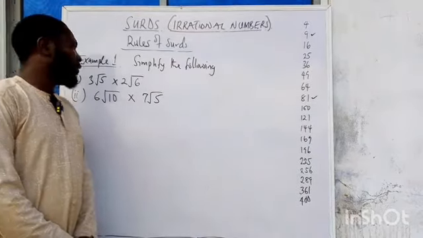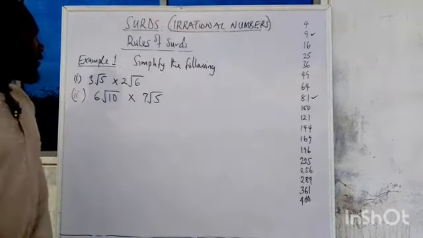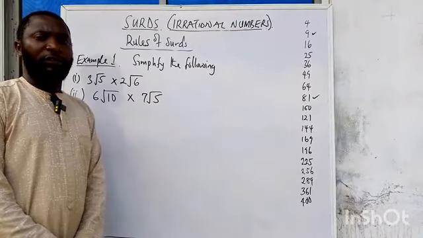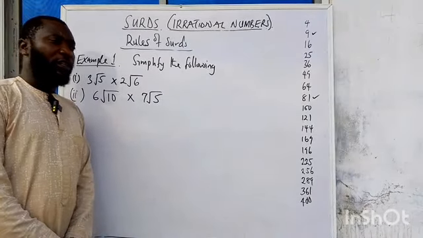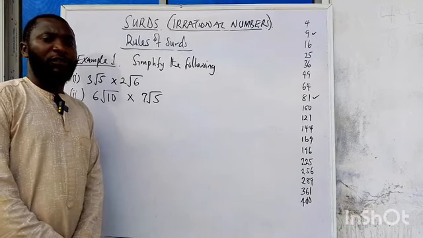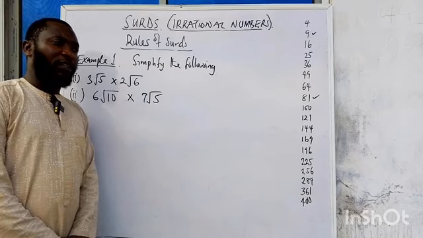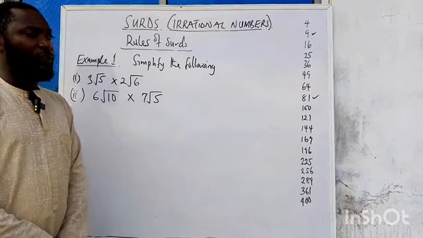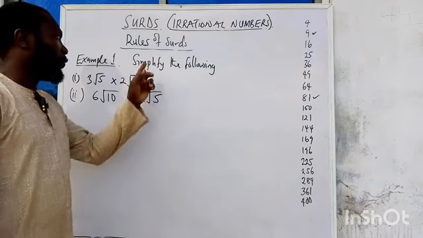Here is another example under our topic, surds. In our previous lesson, I explained how to reduce surds and I gave the definition of surds. Now we want to consider the rules of surds.